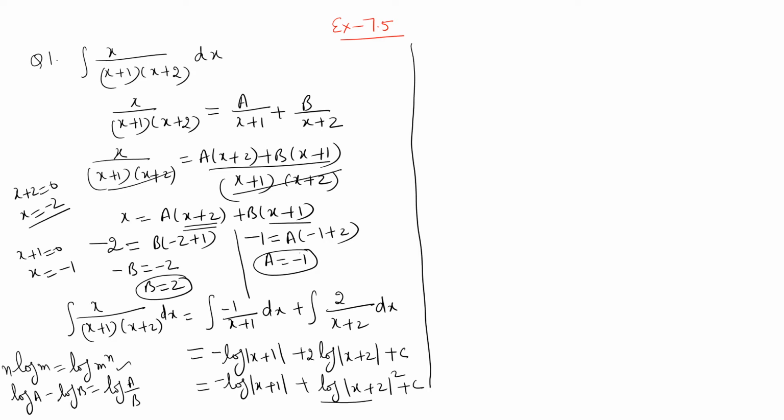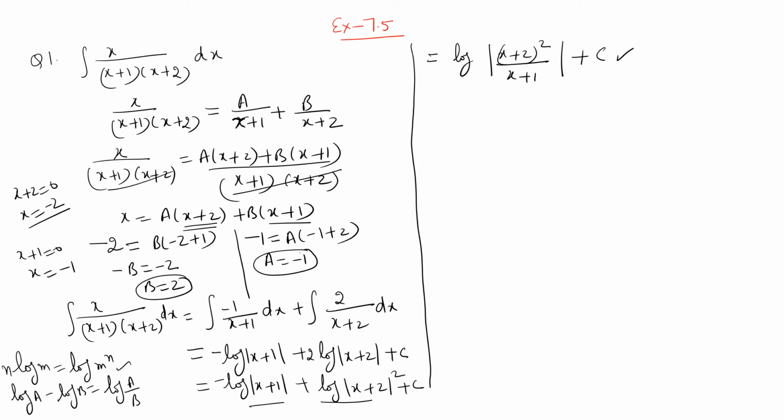And now this is log a minus log b, so I'll be using it here as log of x plus 2 whole square upon x plus 1, and plus c. This is the desired answer. Okay, so the process breaks this integral to the sum of simple rational functions, which can be integrated easily.